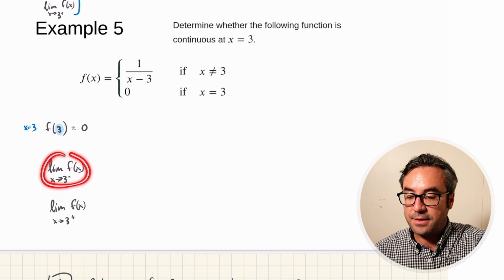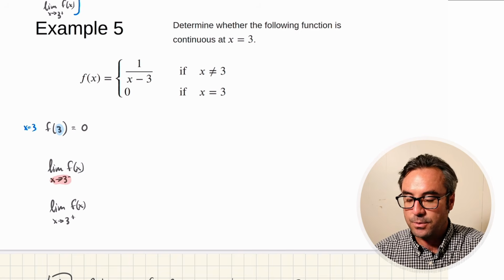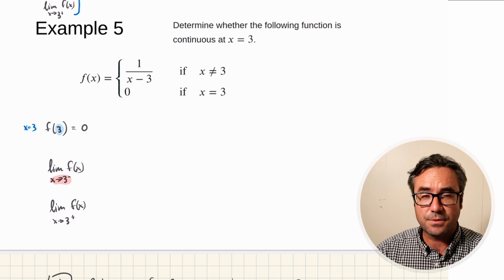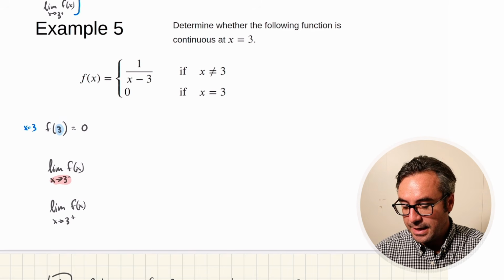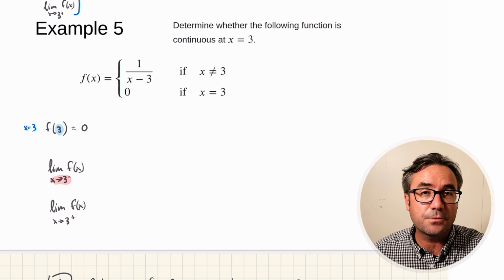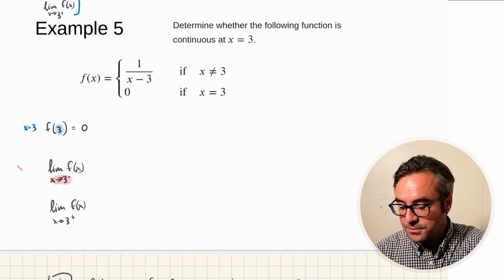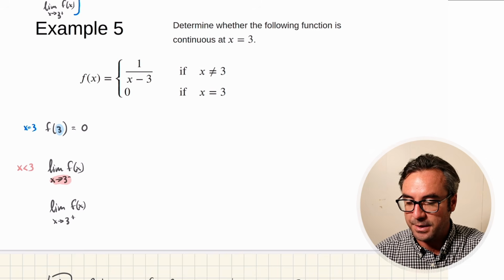Now for our left-hand limit, let's start with that one next. For our left-hand limit, we're interested in x approaching 3 from the left. And that means we're going to be using values that are close to 3 but a little bit smaller. So we're going to be using values x that are just slightly smaller than 3.